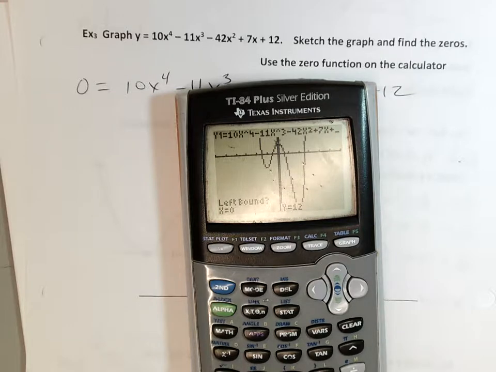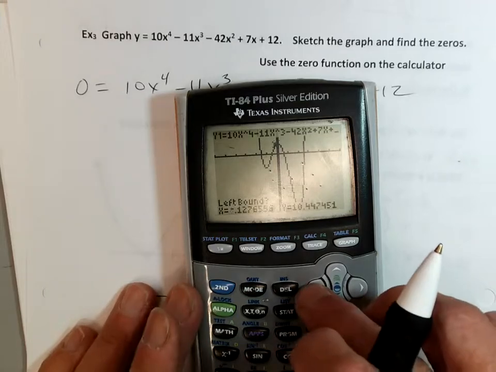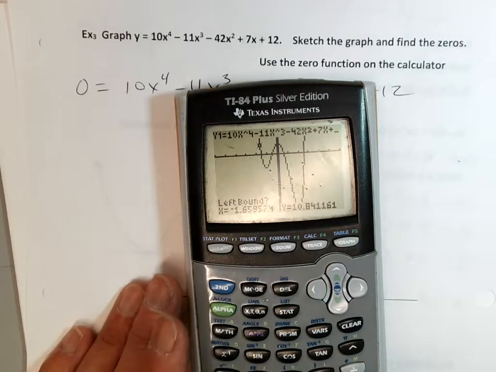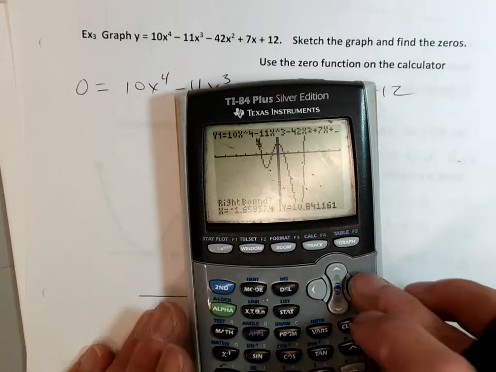Okay, let's do that. We got to find all of these. So I go straight to my left bound. So let's go to the left of it. So I'm at the left of it now. Enter. Right of it.